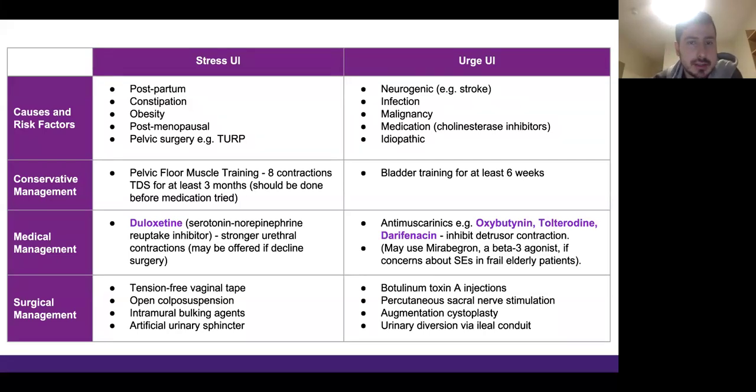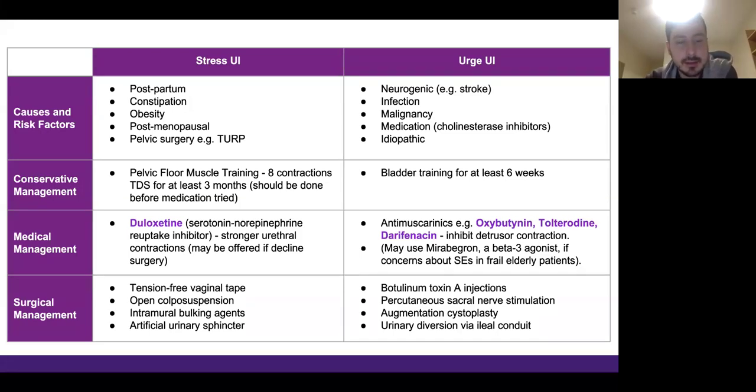So what do we do for stress incontinence? We start with advising pelvic floor muscle training. And this should be tried for at least 3 months. So a lot of questions in your exams can trip you up with the length of time that the patient's been trying this for before moving on to medical management. So you always have to keep in mind for stress incontinence, you have to have tried pelvic floor muscle training for 3 months. And then we can move on to giving duloxetine, which is an SNRI.